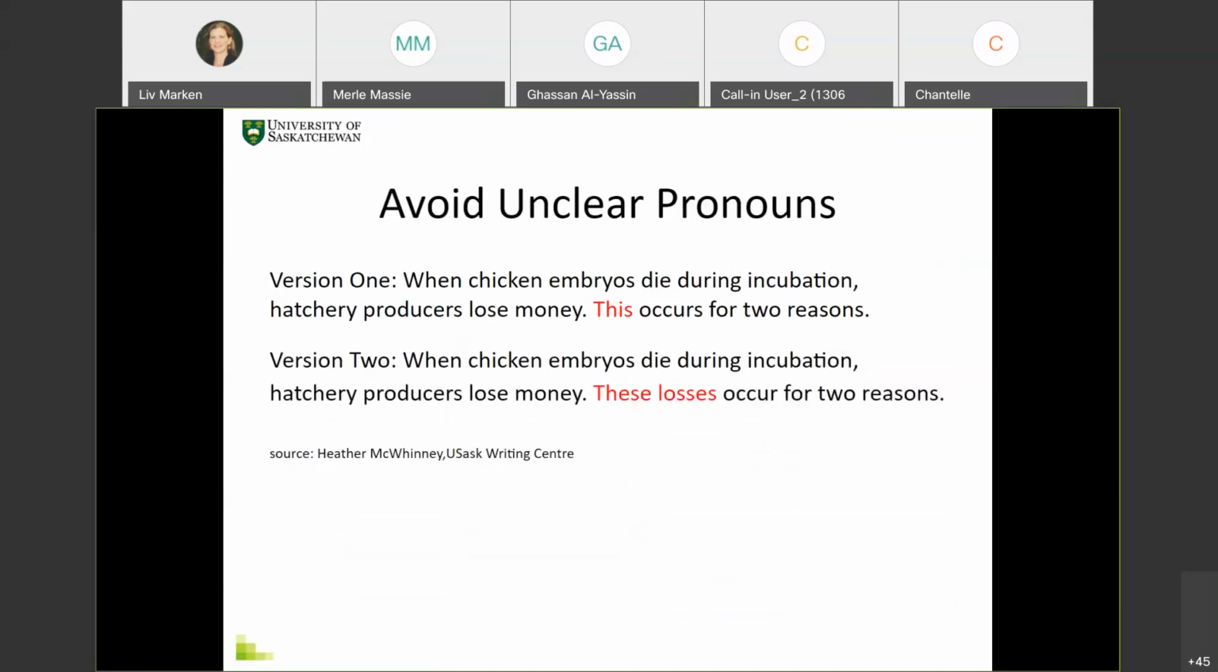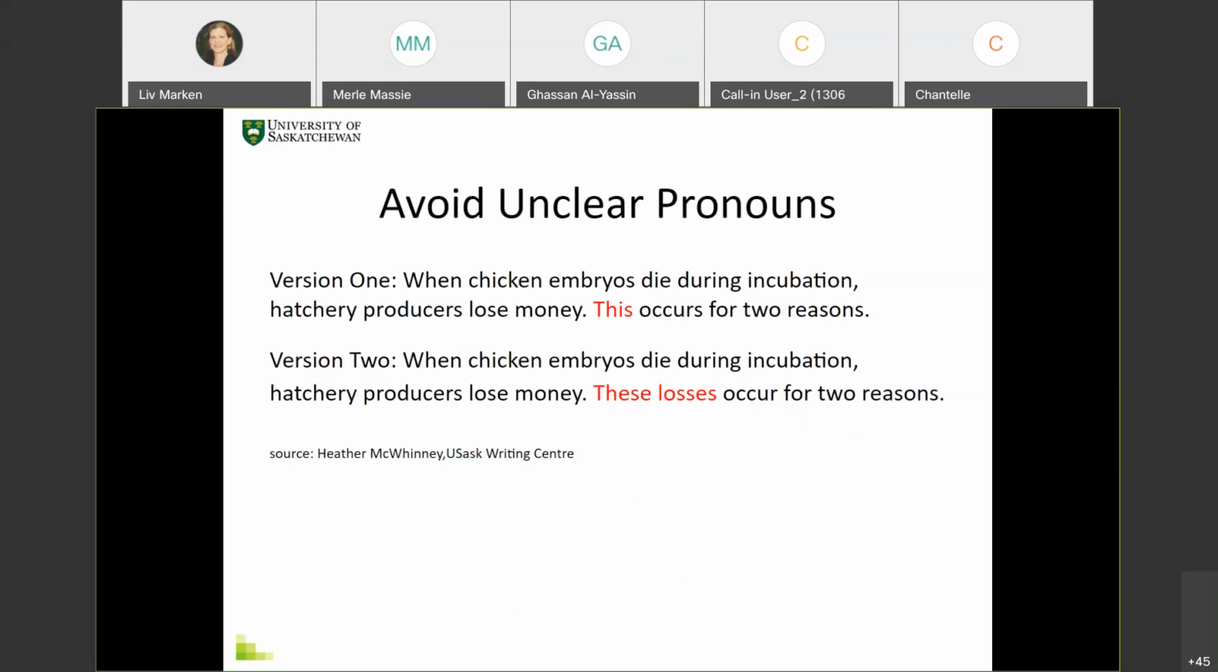Unclear pronouns. I think we're all familiar with this, and we've all had a prof circle the word this or it at the beginning of a sentence. This is a pronoun. Pronouns replace nouns, and they help us to avoid being repetitive all the time. So if we're referring to John, John, John, we can say he or him. The pronoun replaces the noun so that we're not being repetitive all the time.